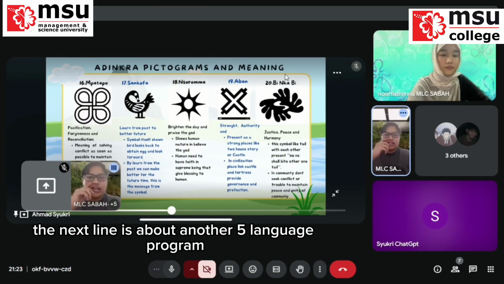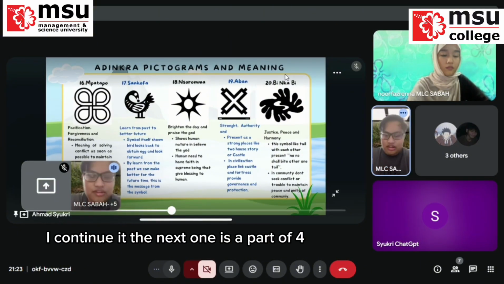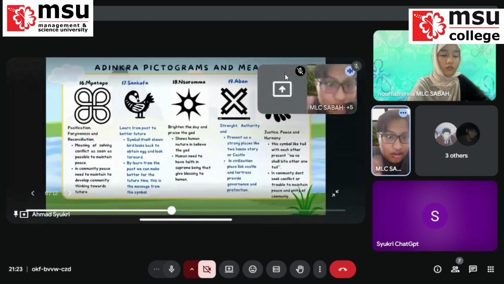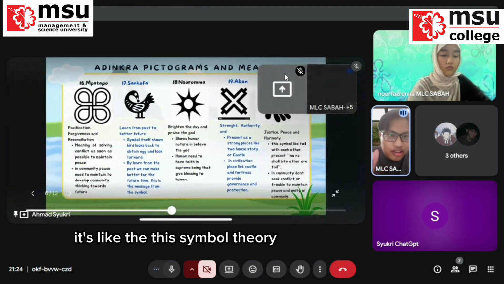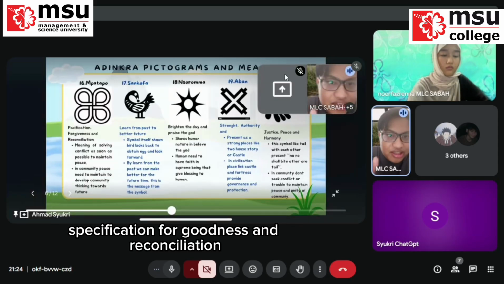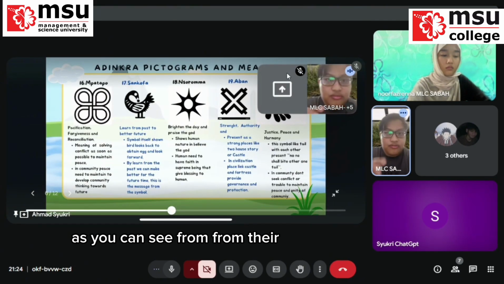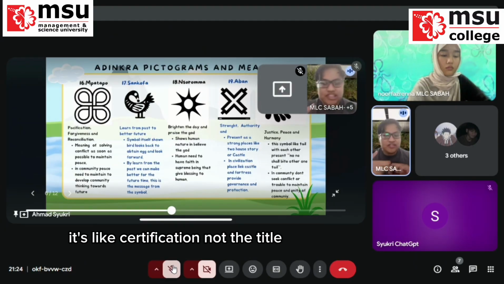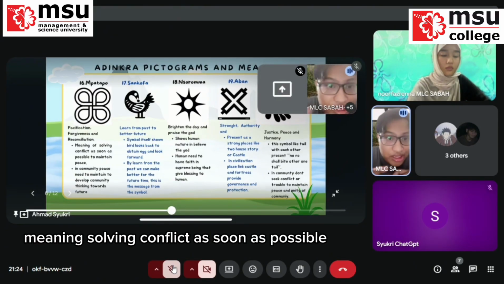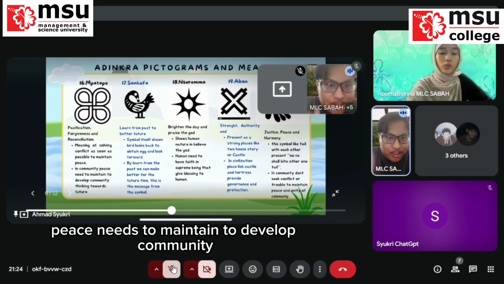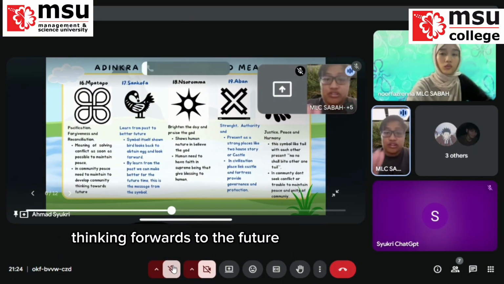Okay, the next slide is about another five language pictograms. I continue. The next one is Empatie. This symbol carries pacification, forgiveness, and reconciliation. As you can see from the shape, it is like pacification, meaning solving conflict as soon as possible to maintain the peace. In a community, peace needs to be maintained to develop collective thinking forward to the future.